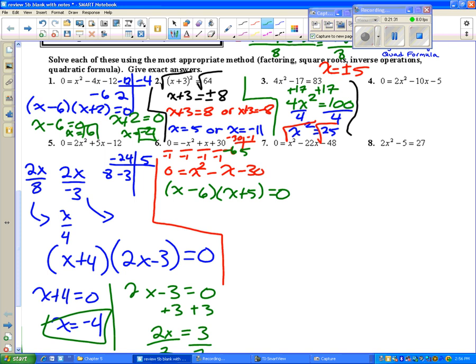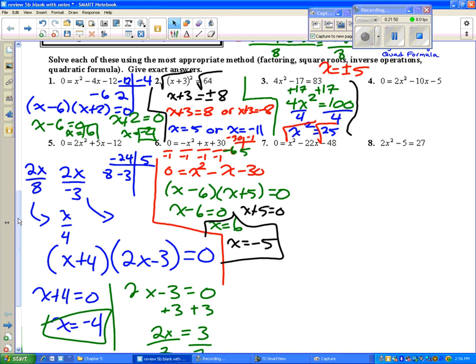If I FOIL that out, I'd get x squared minus x minus 30. So x minus 6 is equal to 0, so x is equal to positive 6. x plus 5 is equal to 0, so x is equal to negative 5. Those are my two answers. Number 7.